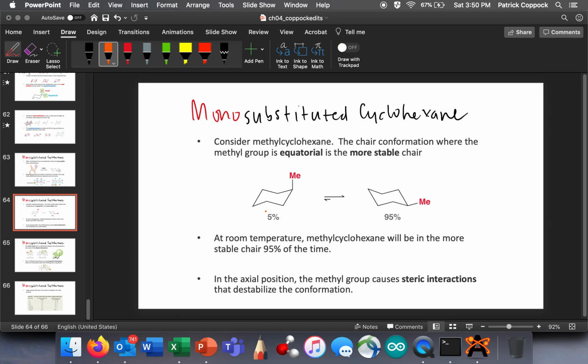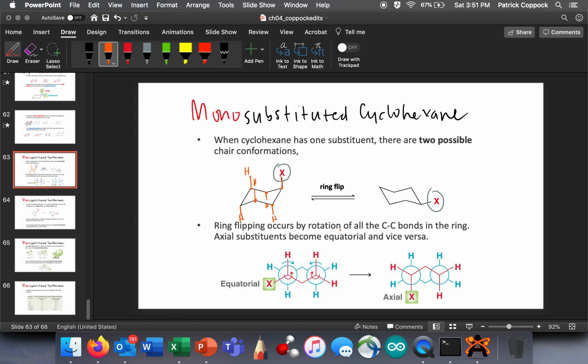All right, and by the way, let me go back. This is not a resonance anymore. Let me point out, this really is an equilibrium, right? So notice we use a different arrow for this than we do for resonance, right? It's a back and forth because the real thing is not a blend between the two. Each molecule has an X either in the axial position or the equatorial position.